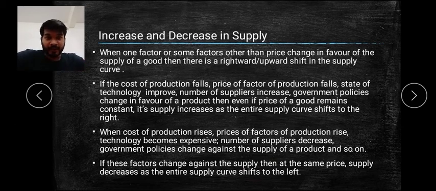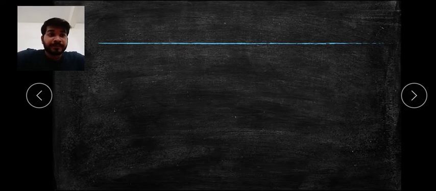The leftward direction. So to understand very clearly and more specifically, we are going to go with the table as well as the diagram. So let's go with that.